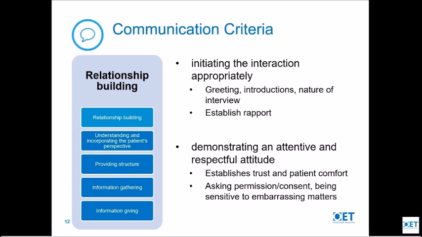The first criterion in the communication criteria is building relationship. It means initiating the interaction appropriately, like greeting the patient, introducing yourself, and talking about the nature of the interview, and to establish rapport. But rapport basically means the connection with the patient. It means connecting with the patient. You need to demonstrate an attentive and respectful attitude, which we will discuss later. You need to establish trust and make the patient comfortable, ask for permission or consent, and be sensitive to embarrassing matters if there are any.